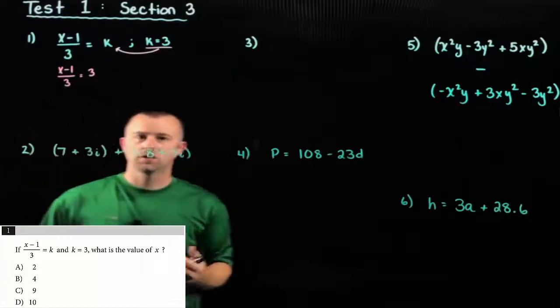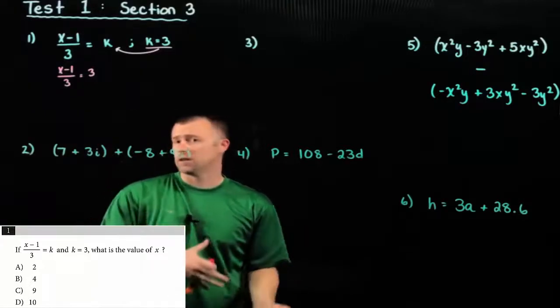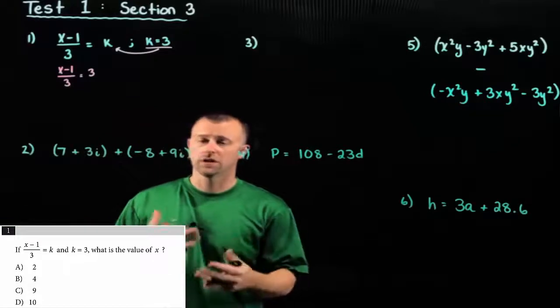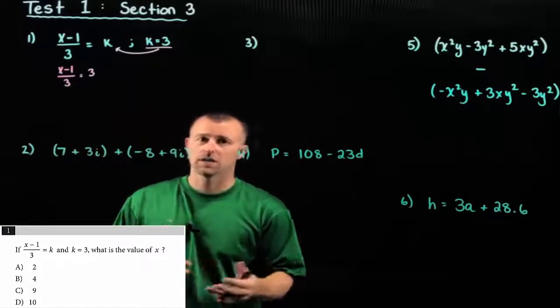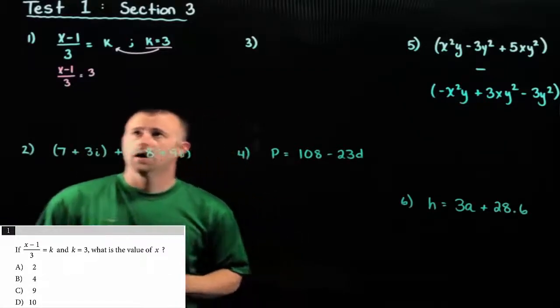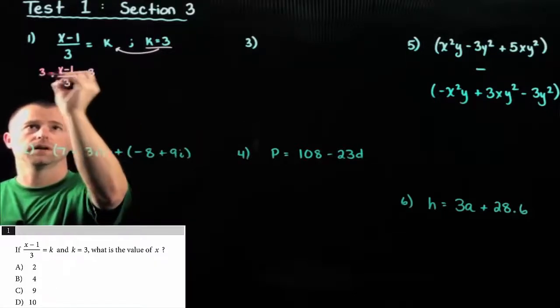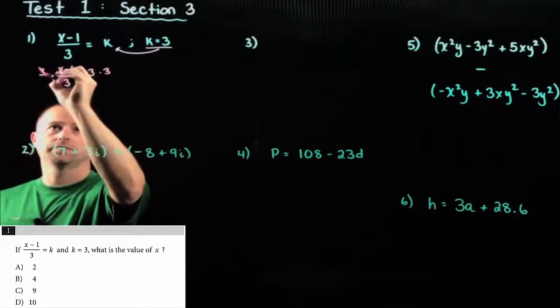Now you do have the option here of taking the answers and just plugging them into the equation to see which one works. So if you ever get stuck on what you should do next, that is an option to work backwards. In this case, I'm just going to go ahead and solve it algebraically, which means I'm going to multiply both sides by 3.